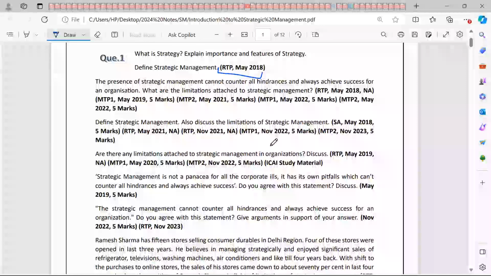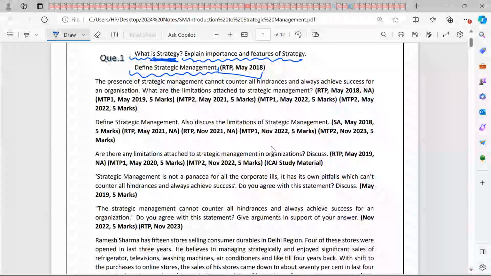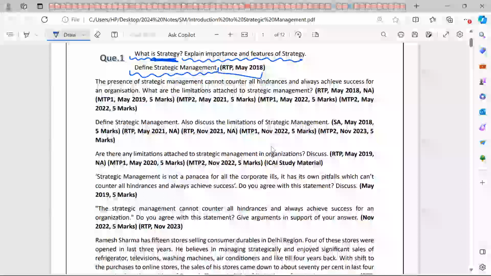So coming back to, suppose you are in your exam hall, RTP May 18 paper. What does it say? What is a strategy? Explain the importance and features of strategy. Define strategic management. Can you answer this question? Very easy. Now, what is strategy? We have already studied. Keeping you guys in the situation, CA Intermediate and CA Final.